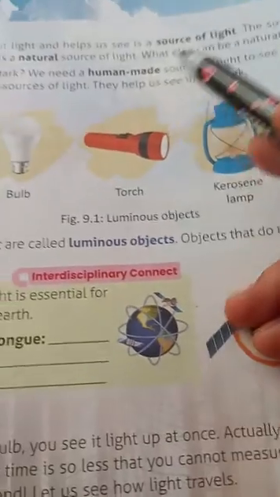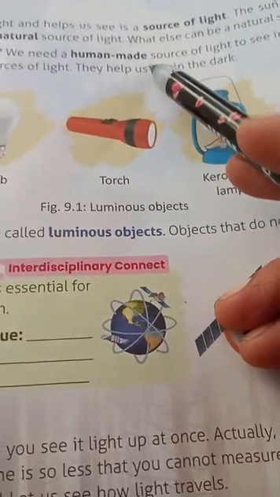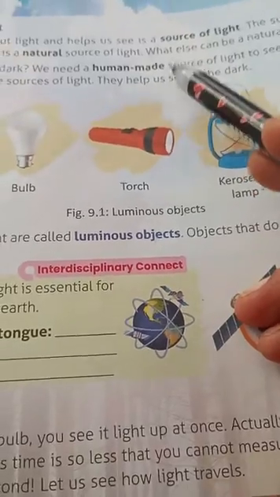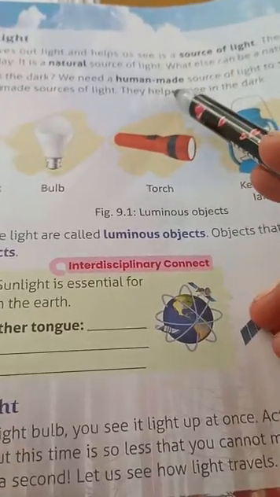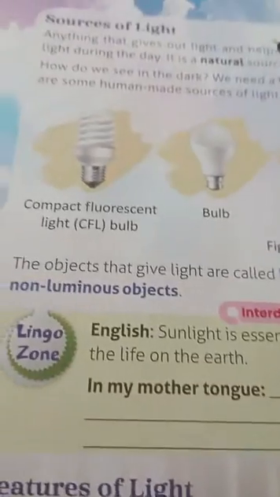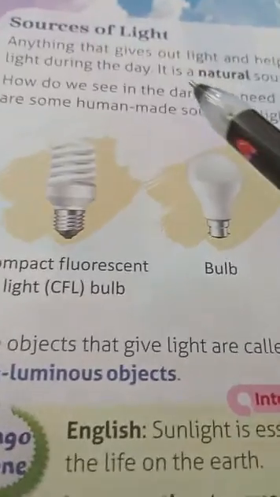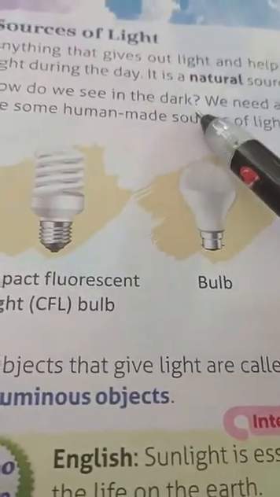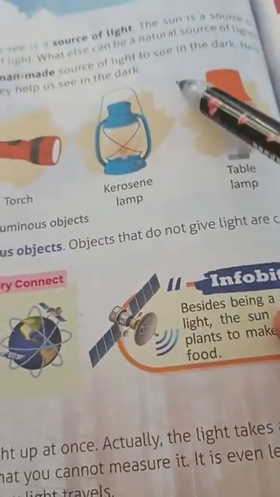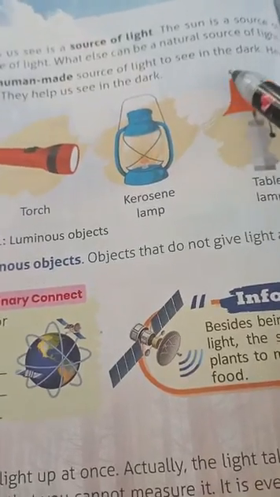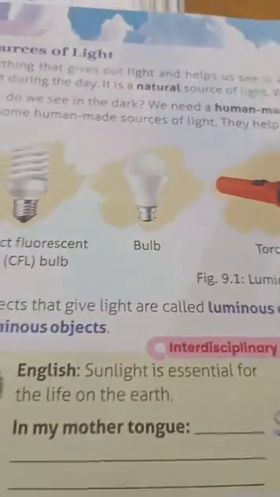Okay, we need human made sources. Okay, where there is dark, we need human made sources. Now what are human made sources? Okay, how can we see in the dark? We need human made sources such as CFL, bulb, torch, lantern, table lamp, etc. that help us to see in the dark. They are called human made sources.